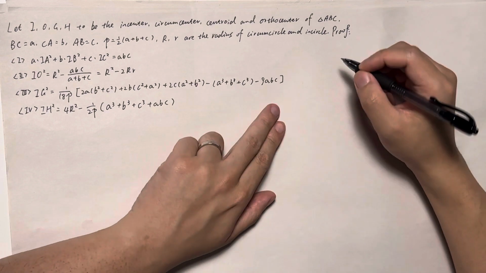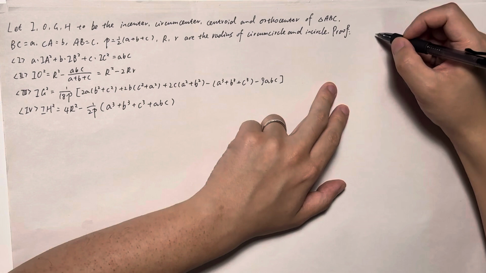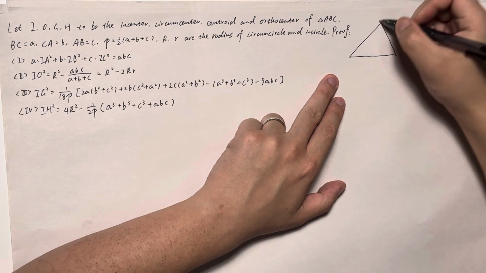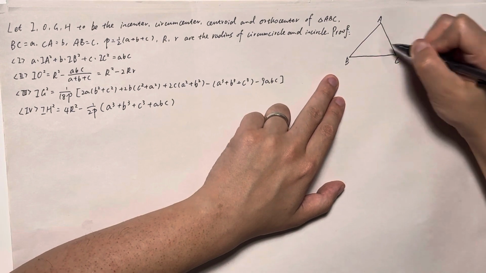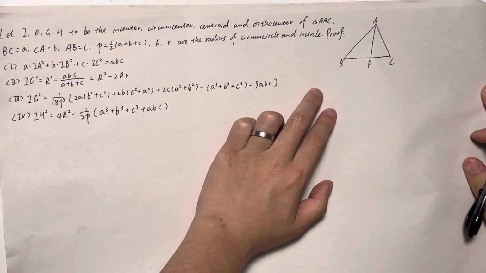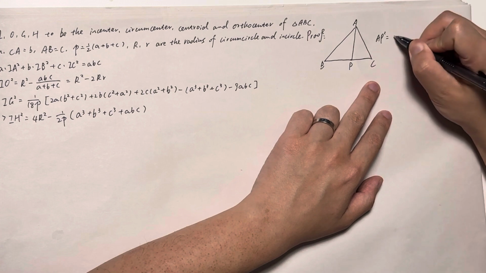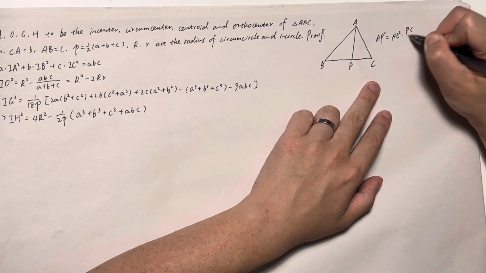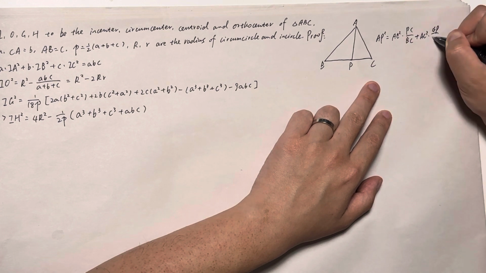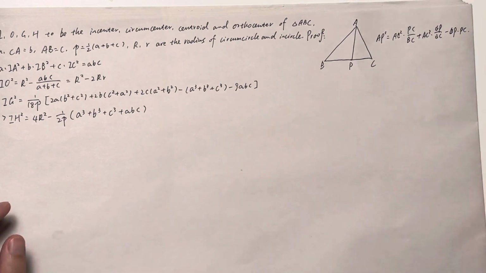So again, let's just review Stewart's theorem first, and then we can check out this problem. How can we generalize the problem? With A, B, C and P, AP squared equals AB squared times PC divided by BC plus AC squared times BP divided by BC minus BP times PC. That's Stewart's theorem.